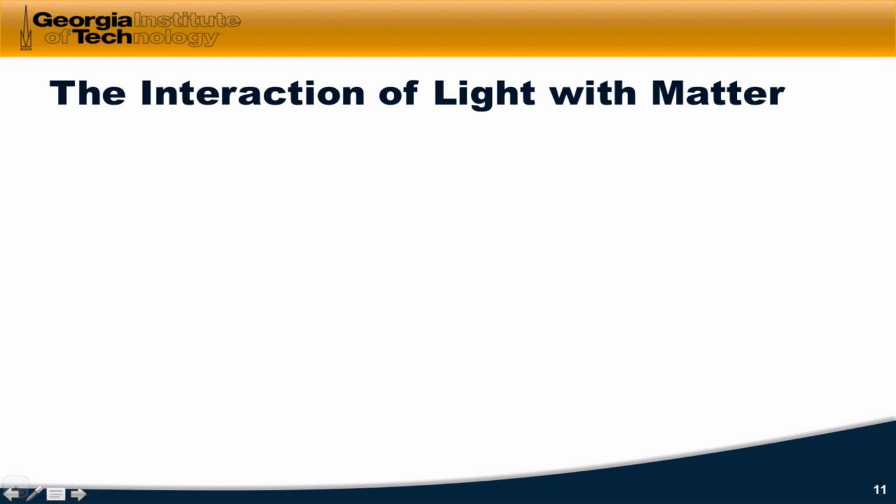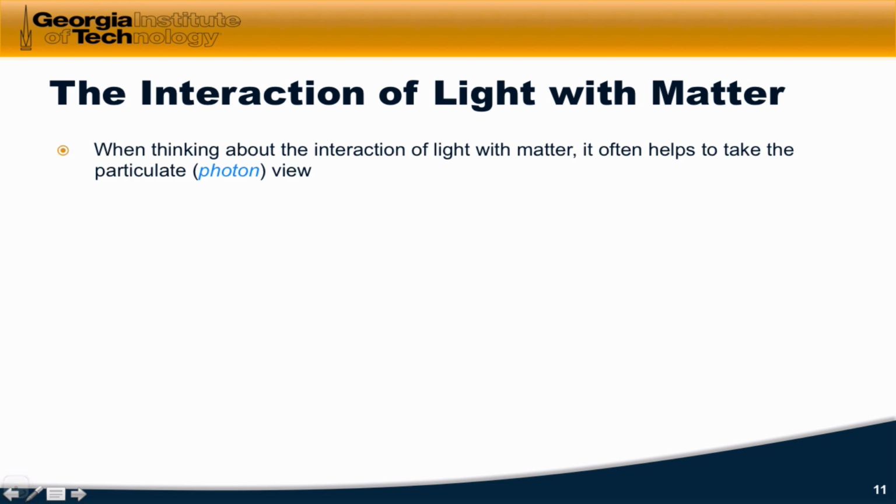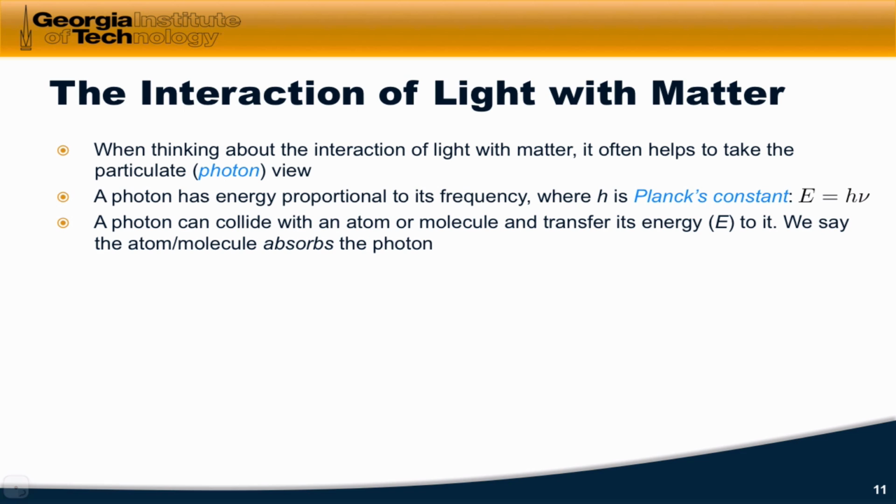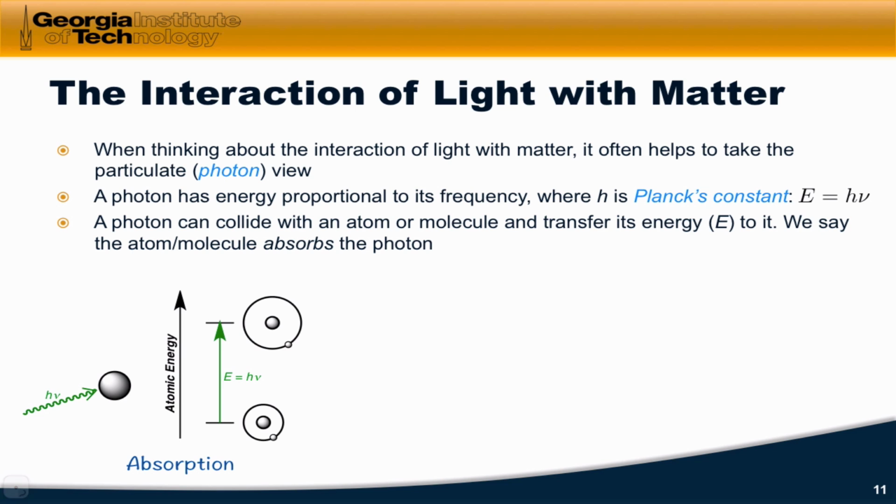So let's talk about that now, the interaction of light with matter. When we think about this, actually the particle photon view helps a lot in thinking about how light interacts with matter. A photon has energy proportional to its frequency. We just saw that, E equals h nu. And a photon can collide with an atom or molecule and transfer its energy to it. That makes sense in light of the photoelectric effect, right? That's what was happening to eject an electron from the atom.